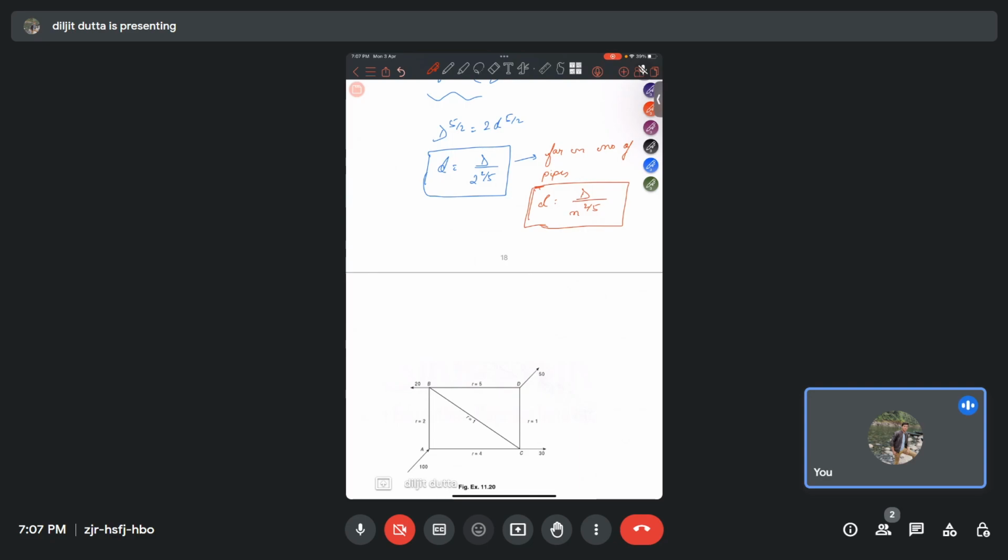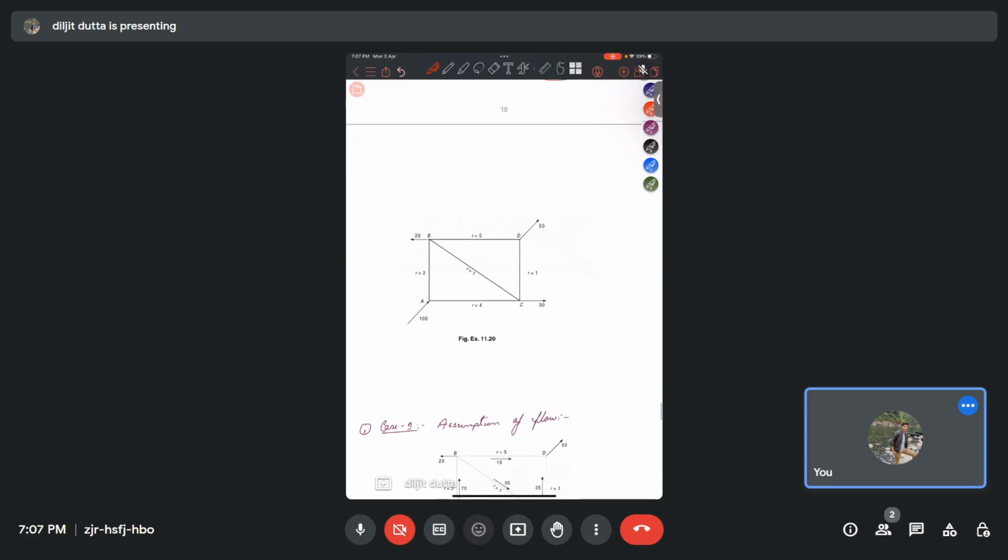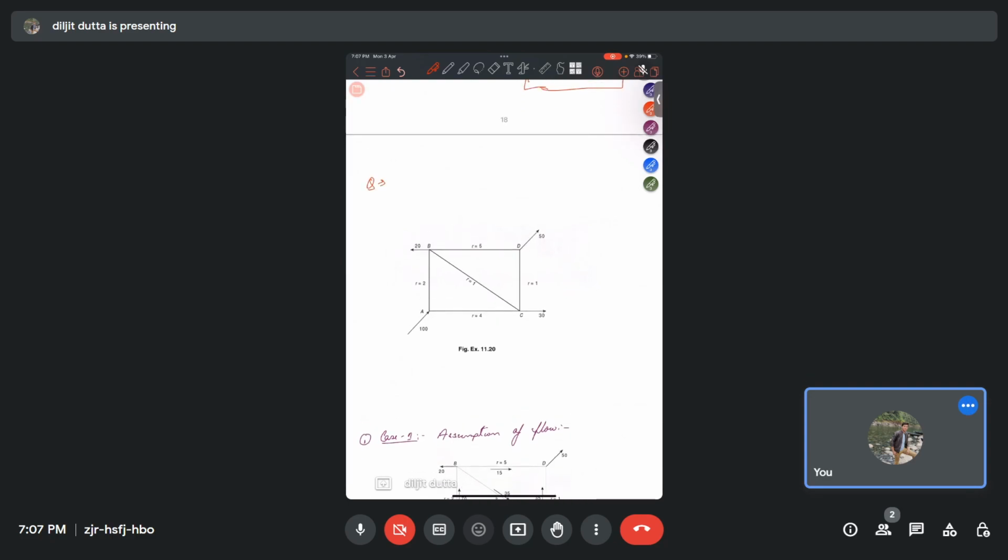Now we'll solve one problem on pipe network. So this is a pipe network. For the pipe network, determine the flow in each pipe.